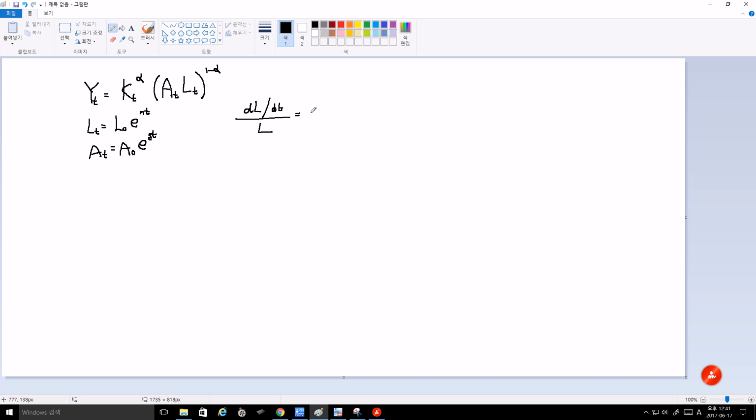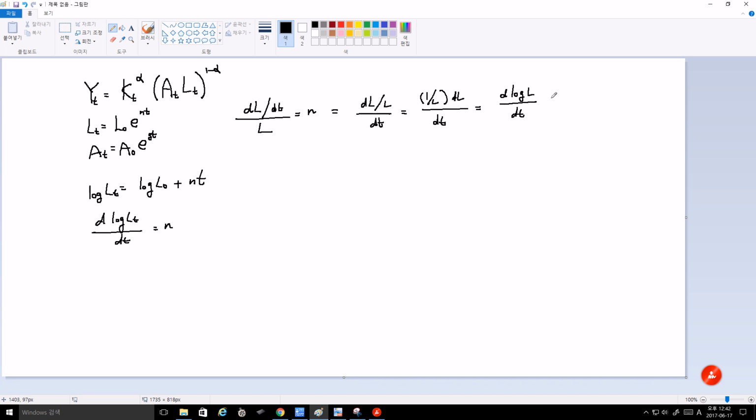Intuitively, this means the change of L with respect to t, divided by L, is the percentage change of labor. This is basically n. It is easy to prove because dL/dt over L is the derivative of log L with respect to t. If we take the derivative of log, it becomes the inverse, 1 over L times dL/dt. Then what is log L? Log L(t) is log L0 plus nt. Therefore, d log L(t) over dt is simply n. So that's why it is n.